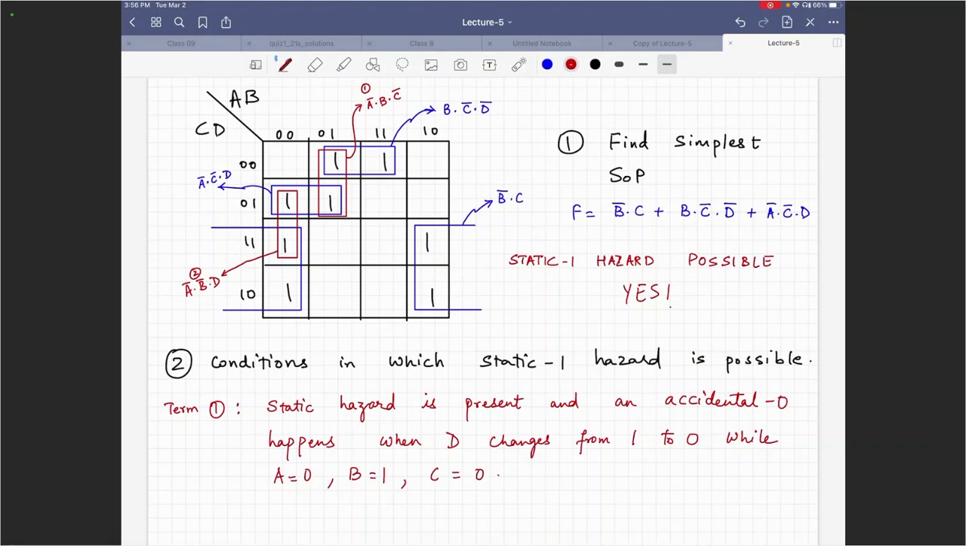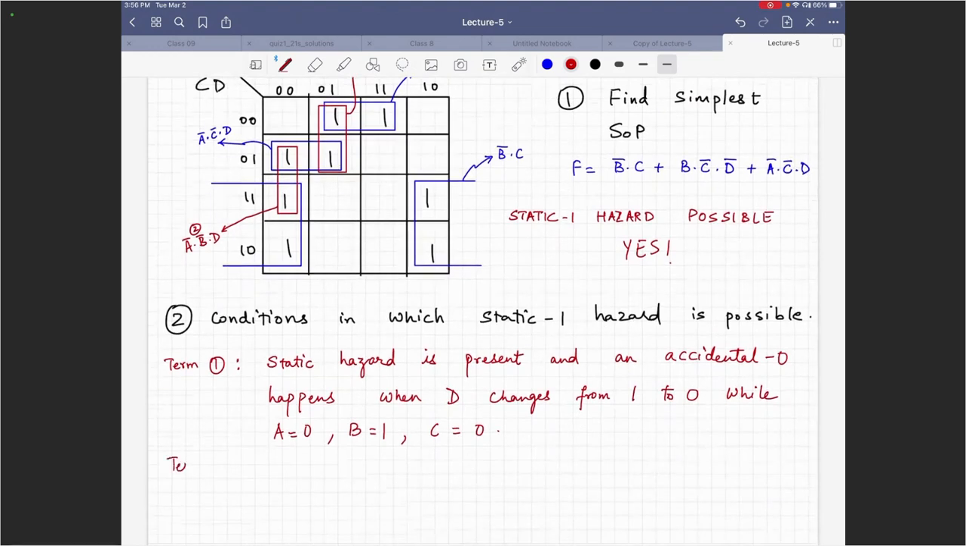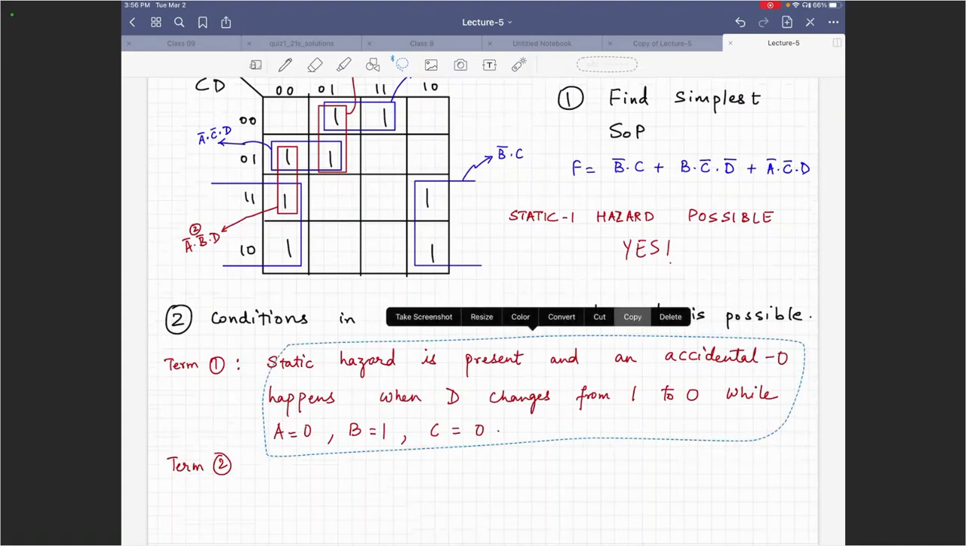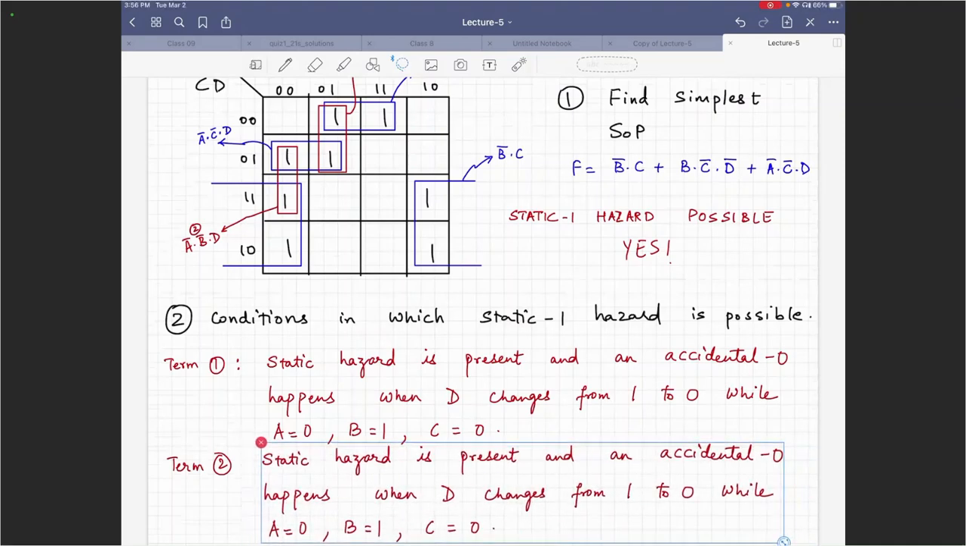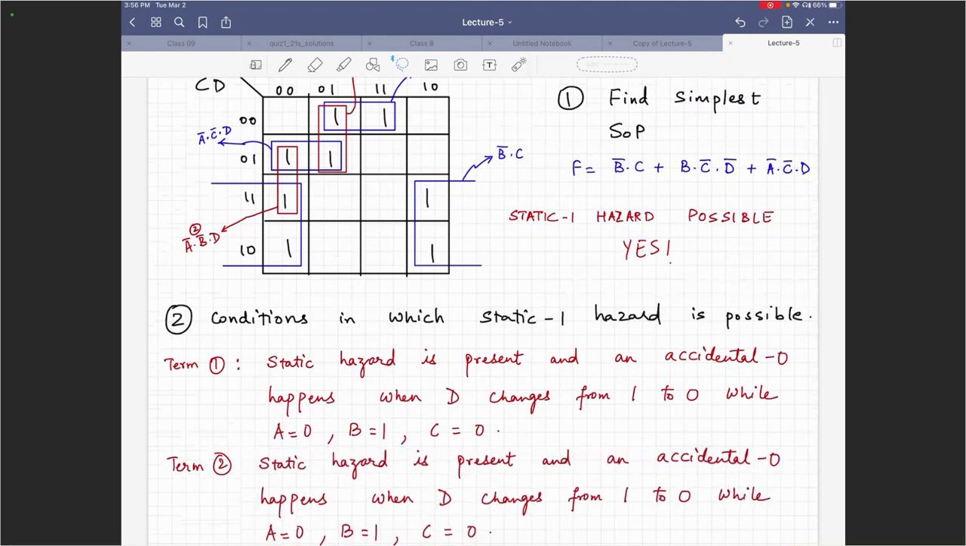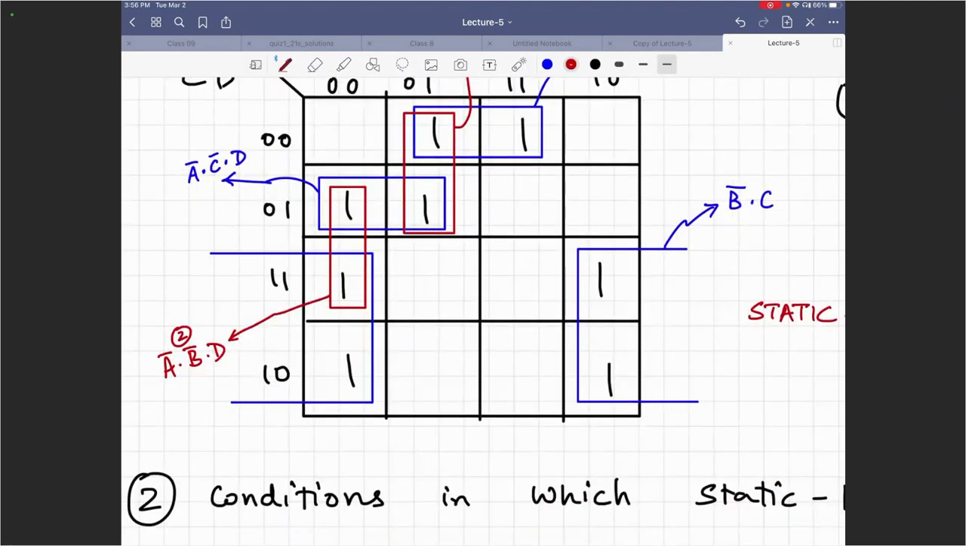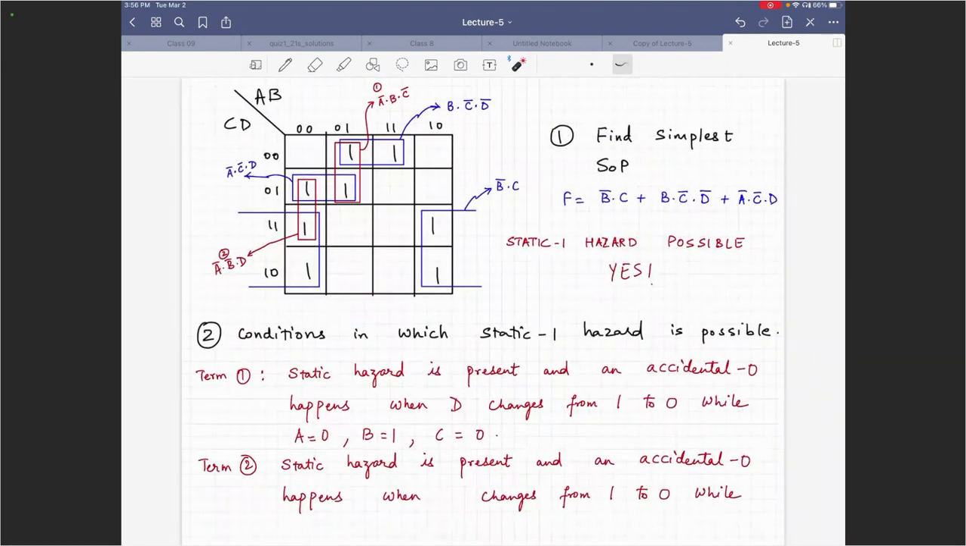And similarly, we can do this for term 2. Let me do that over here. Term 2. I don't want to write all of that again. I'm going to copy this. Paste it here. And let's try to identify what you need to change. So static 1 hazard is present and an accidental 0 happens when what changes from 1 to 0? So for the second case, who is going to change and cause a problem? C, okay? C is changing from 1 to 0, right? So C changes from 1 to 0 while A is a what, B is a what, and D is a what.